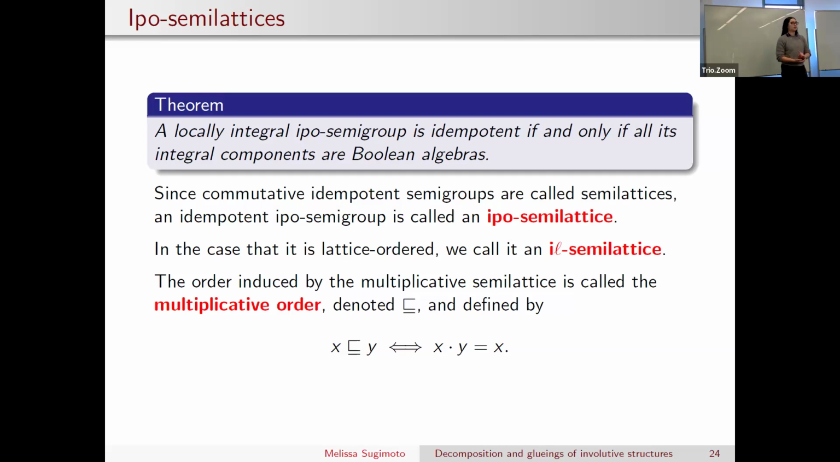And one thing that's really nice about these idempotent semigroups, these ipo-semilattices, is that you can define another order on them. We call it the multiplicative order because it was induced by the multiplication. We denote it with that square less than or equal to, and we define it exactly by x is square under y if and only if x times y is equal to x. So it gives us a meet semilattice.